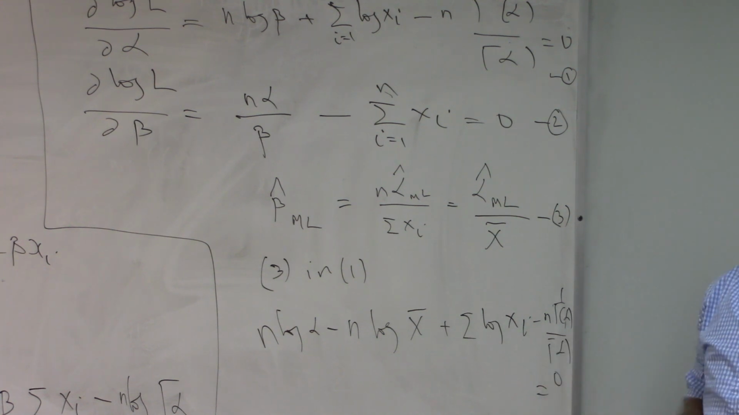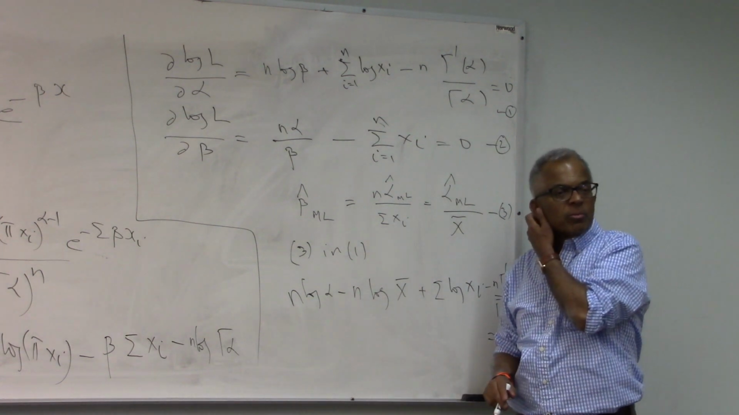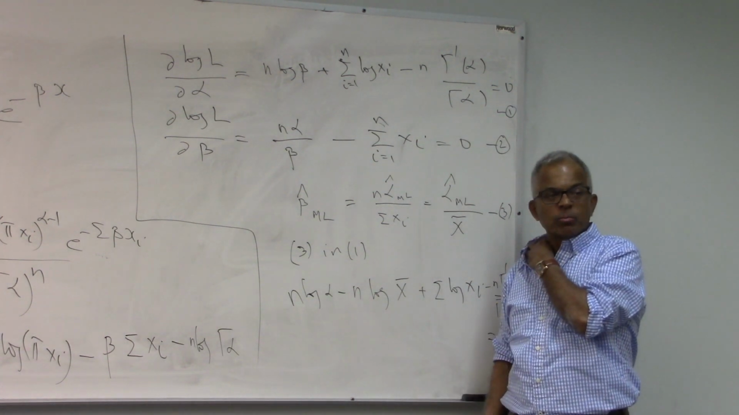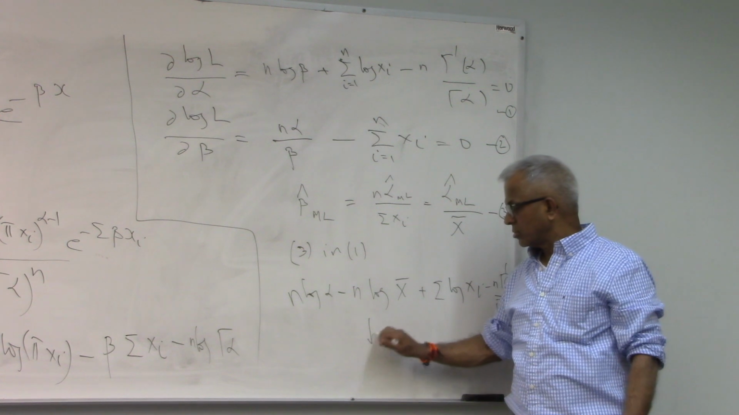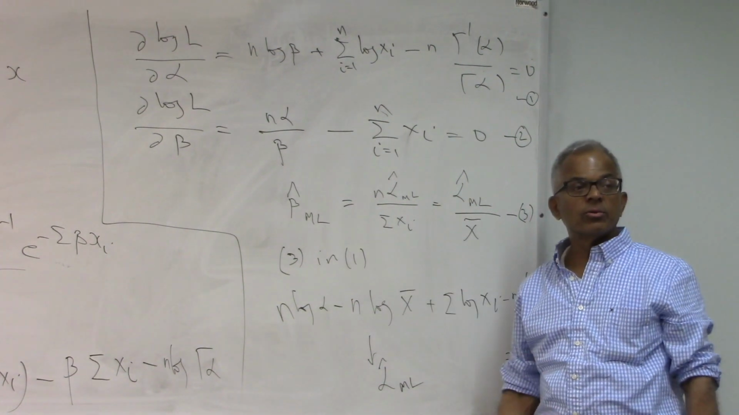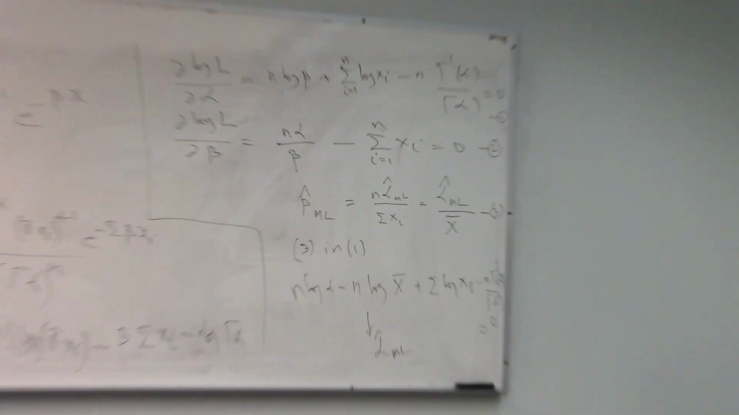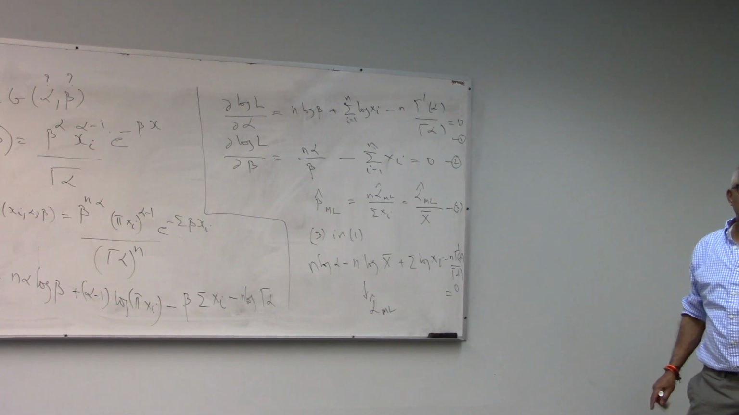So you can of course do it numerically, or once you know these values, you can employ some numerical techniques to complete. So this gives us alpha hat ML, and then you substitute it here, you will get both of them. So what is my point? My point is the maximum likelihood estimator could be messy.